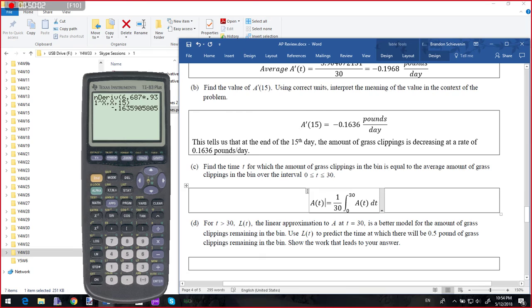Okay, so if I want to plug this into the calculator, I'm going to type in 1 over 30 and then multiply by my integral. So how can I type this integral?